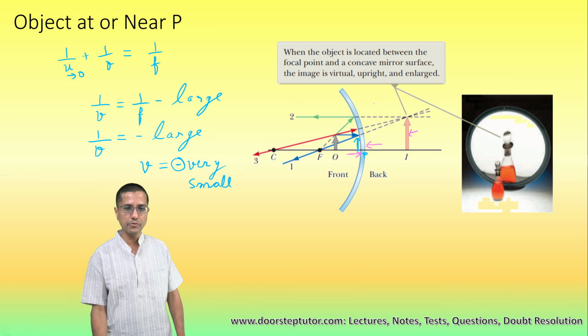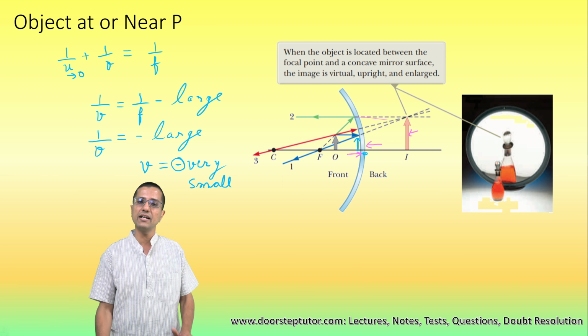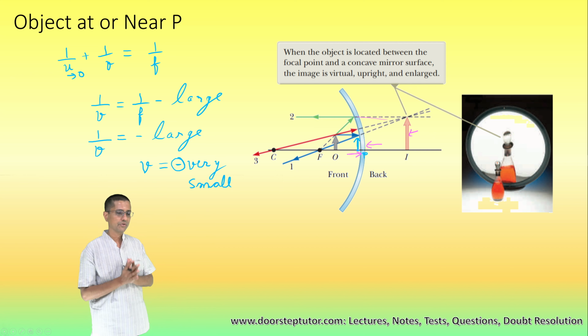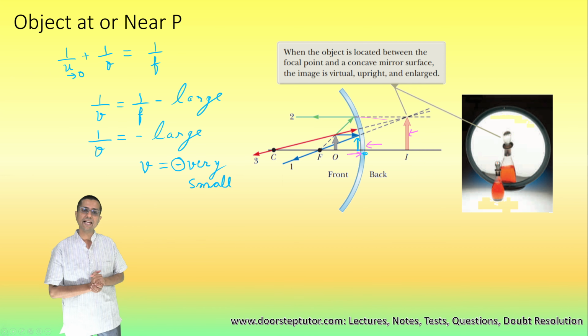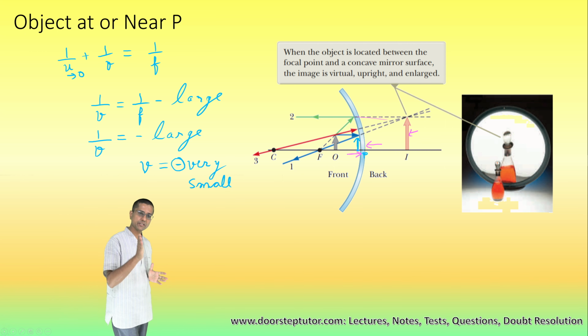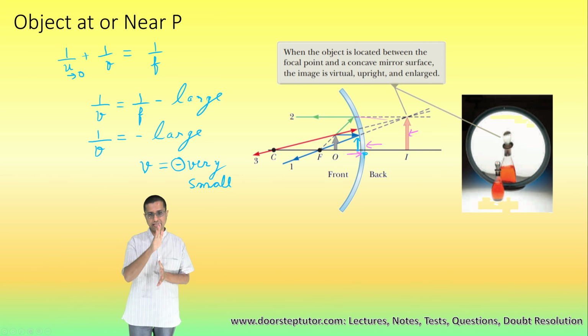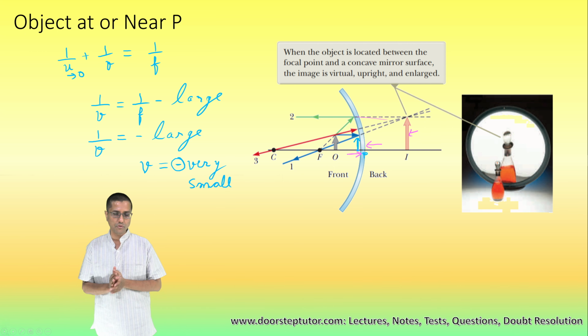So we always have to denote virtual images using dotted lines and all the things which come with virtual images. This case comes when the object is placed between f and P in the case of a concave mirror. So hopefully things are very, very clear.